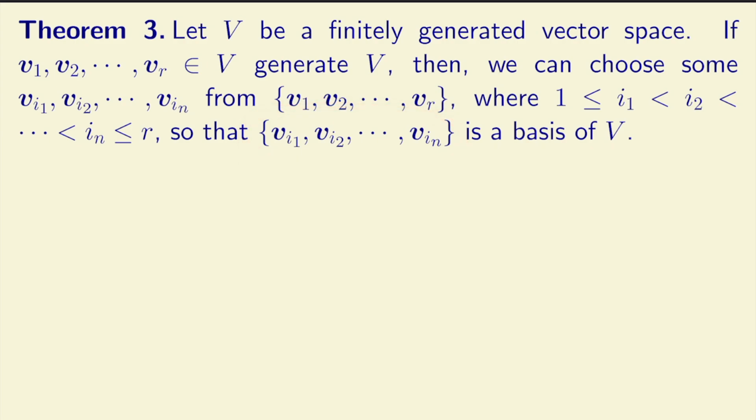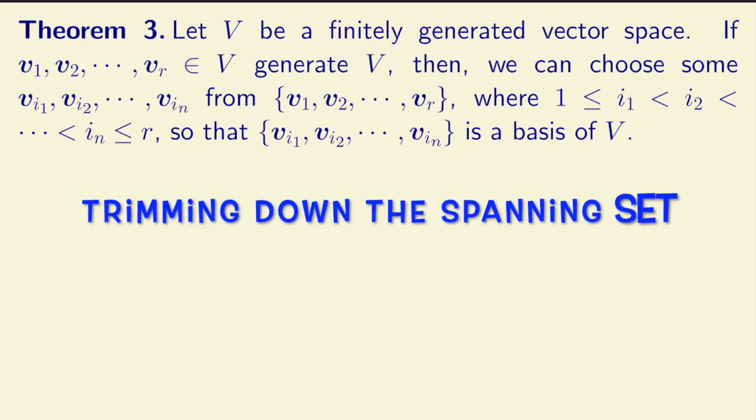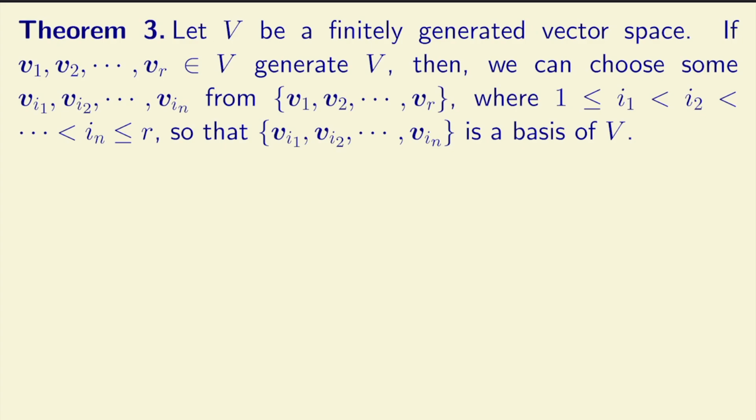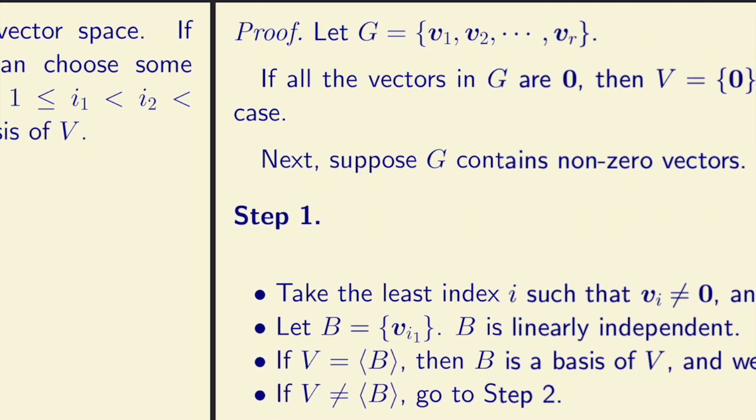So, if I start with any set of vectors that spans the space, I can always pick a subset of them that forms a basis. That sounds like a way to trim down a spanning set. That's an excellent way to think about it. Let's go through the proof step by step.